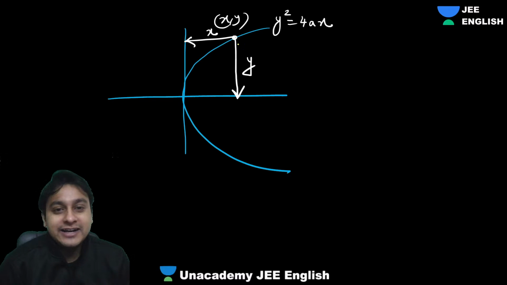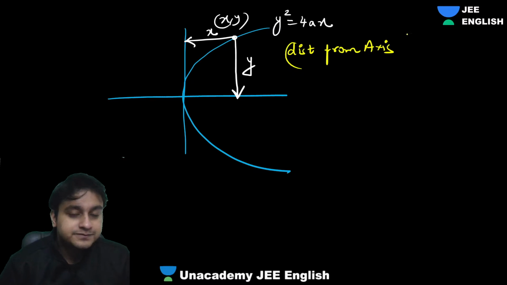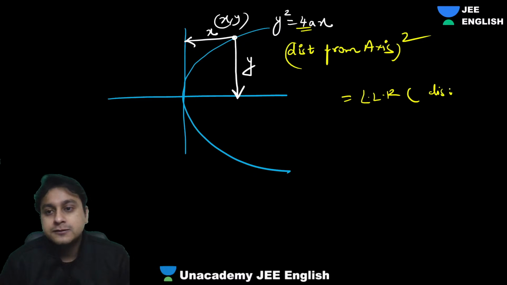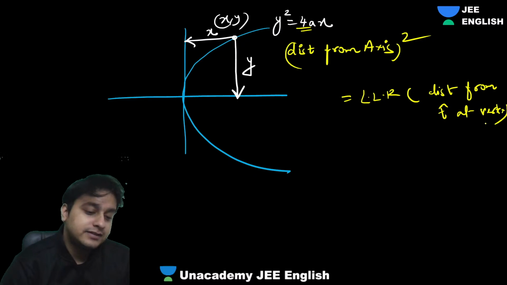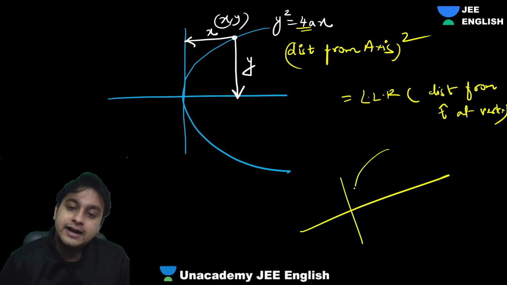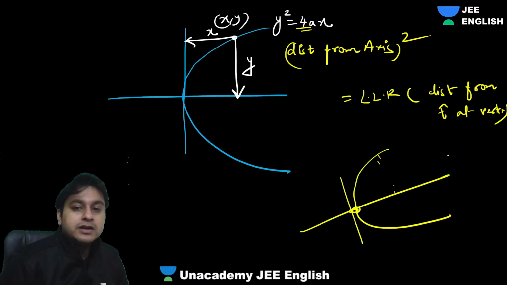So guys, what did I tell you? I told you that distance y can be written as distance from axis square equals 4a, which was length of latus rectum, into distance from tangent at vertex. Didn't I tell you this, guys? I did tell you this. This was also one method to get the equation of the parabola if your tangents and all are different, that is, oblique. So we can use this procedure to get the equation of the parabola.